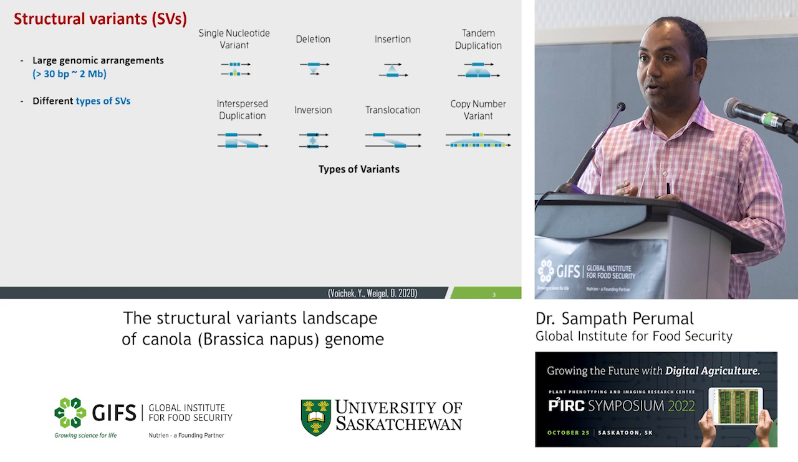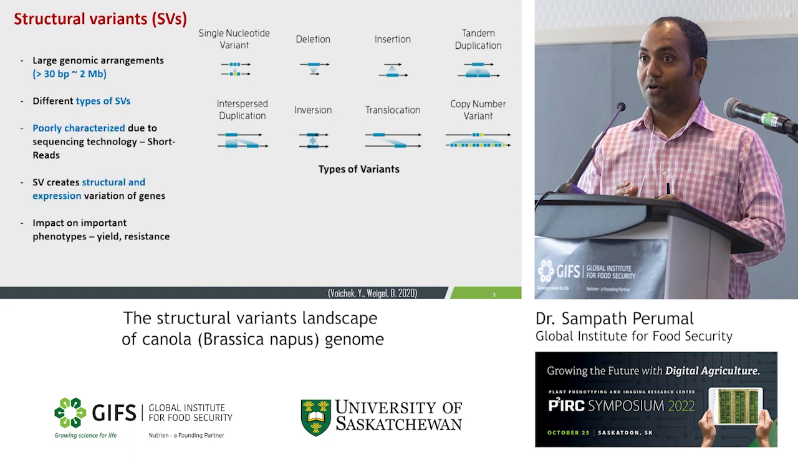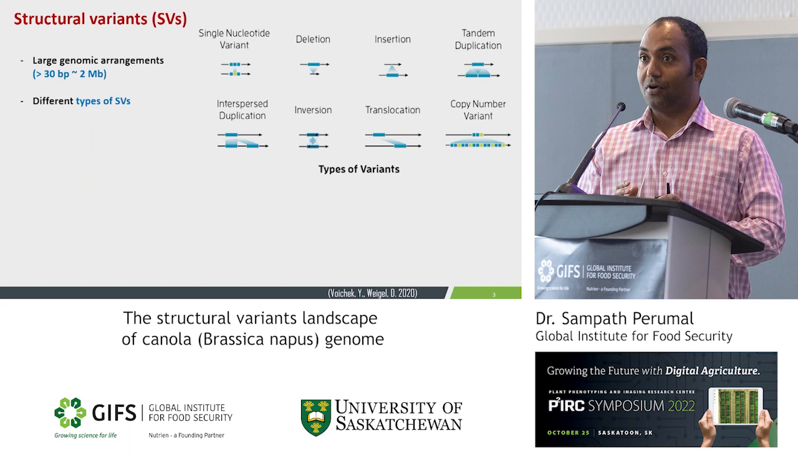Okay, what are structural variants? Structural variants are larger genetic rearrangements, typically 30 base pairs or 50 base pairs to a few kb to Mb in size. You might be familiar with single nucleotide variants. However, these are different types of structural variants. They are really hard to predict using short-read sequencing technology, and are more accurately predicted using long-read sequencing technology. These are different types of things.